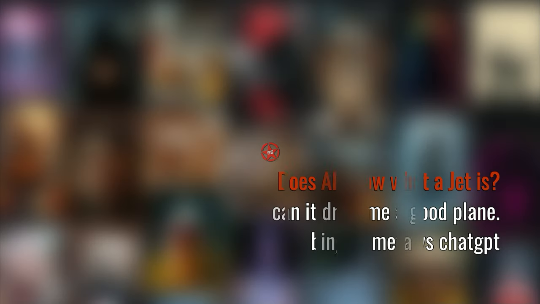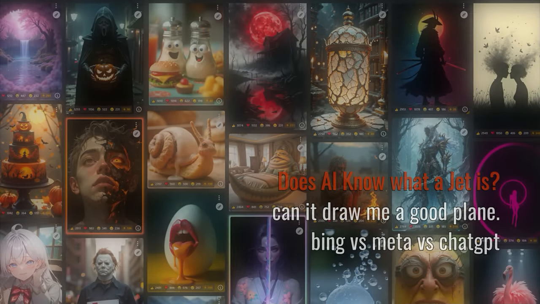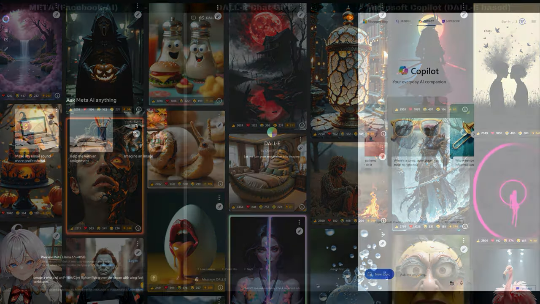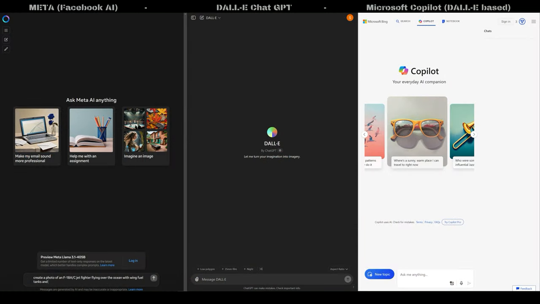The question of the day is, does AI know what a real jet fighter is and can it draw me a good picture of it? You've probably seen amazing photos generated by AI based on all the art around the internet that has been processed, chewed, and absorbed by AI. So we're going to put up Facebook's Meta, ChatGPT's Dalee, and the Microsoft Copilot as the three art photo generators and see who can come up with some pictures of combat military jets.